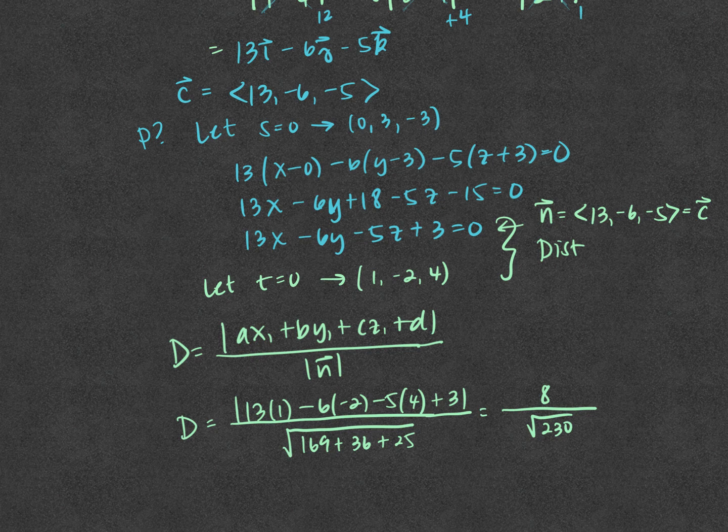Does 230 break down? 23 times 2 times 5. Nope. This is our distance between those two skew planes. And that wraps this up. If you'd like a decimal, it's 0.53.